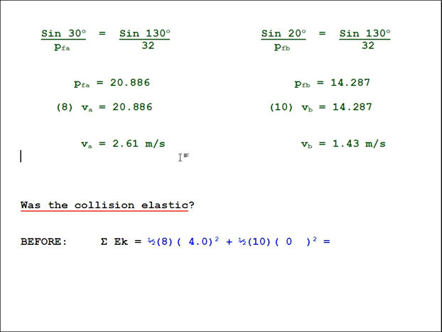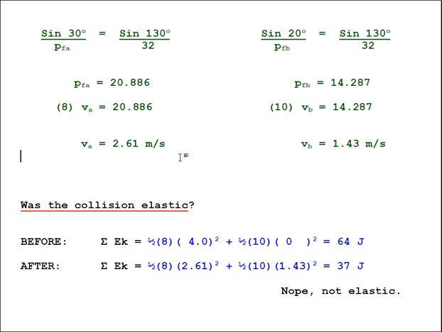So before they touch, only that 8 kilogram item is moving, the 10 still. Looks like we've got 64 joules of going fast energy. Okay, I check out the energy afterwards. Just going with 1/2 mv squared, direction doesn't matter. And I'm kind of hoping for 64. Oh, 37. Okay, so no, this one's not elastic.